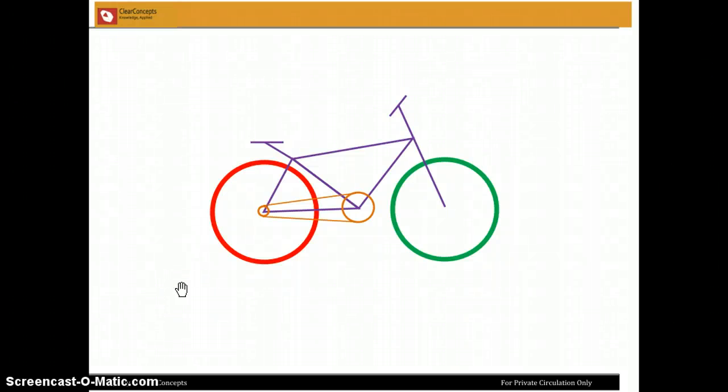Okay, Suraj, you asked about the frictional forces on a bicycle. So let's start with that. First of all, this is a schematic of a bicycle. Not a very good one, but it will do for our purposes.